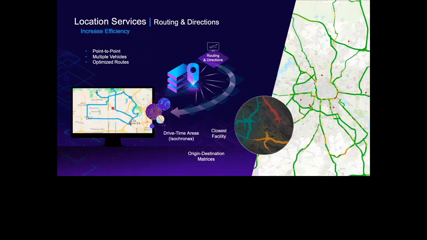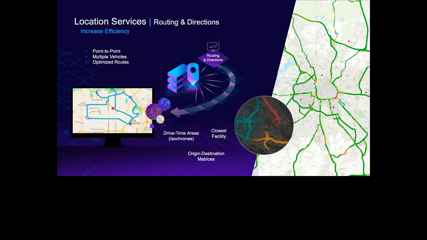The next location service is routing, which has the ability to perform routing and get turn-by-turn directions as you would expect, which ultimately increases overall efficiency of daily workflows. Now, in addition to point-to-point routing, you can also route multiple vehicles to multiple destinations. Like the geocoding service, the routing service has global coverage and localized directions.